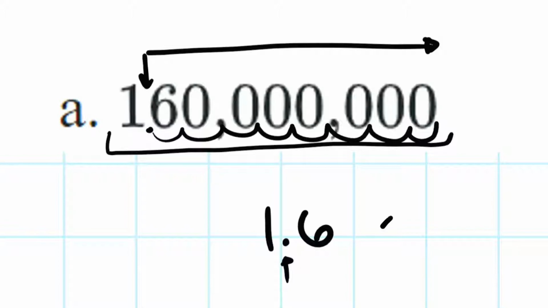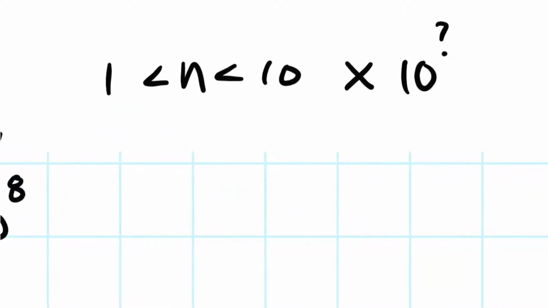So my answer is 1.6 times 10. I just forgot. 1, 2, 3, 4, 5, 6, 7, 8. 1.6 times 10 to the 8th power. Those two numbers will equal exactly the same thing. Then let's take a look at B.